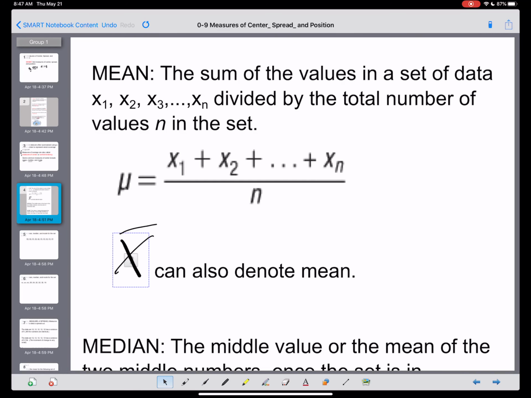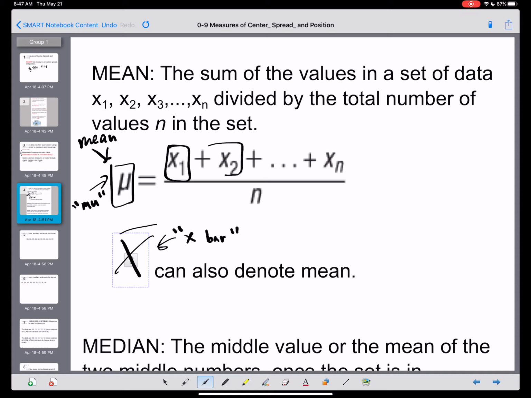For the mean, this symbol right here is read as mu, M-U. Mu is mean. We can also use X bar, which can also mean mean. So mean can be mu or X bar. It's just a symbol for it. These X1, X2, all the way to Xn are just the numbers you have, and n is the amount of numbers.